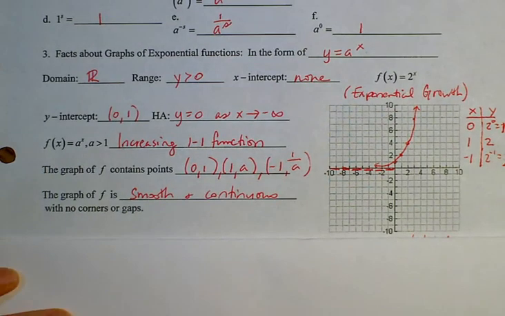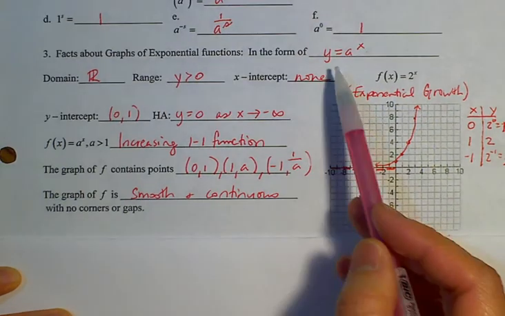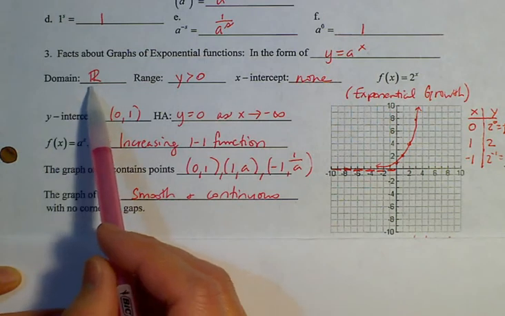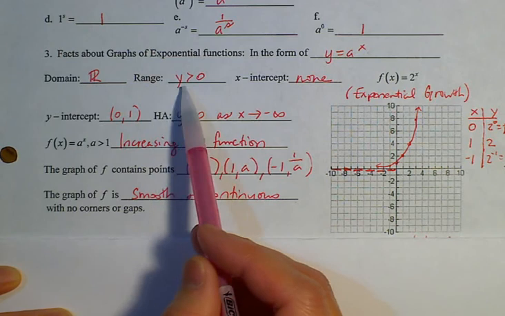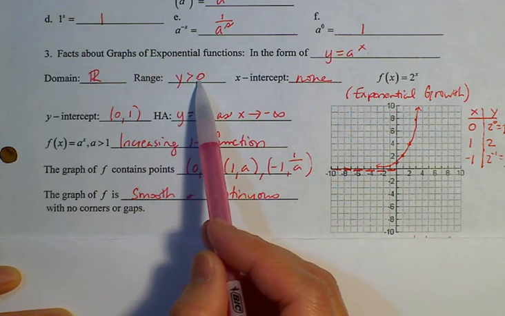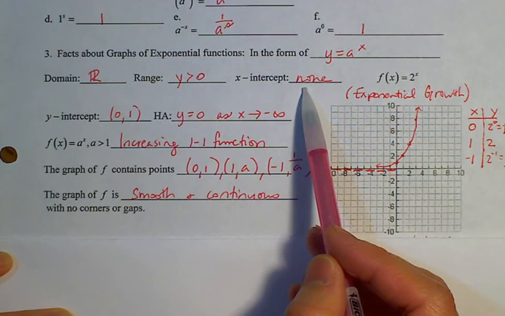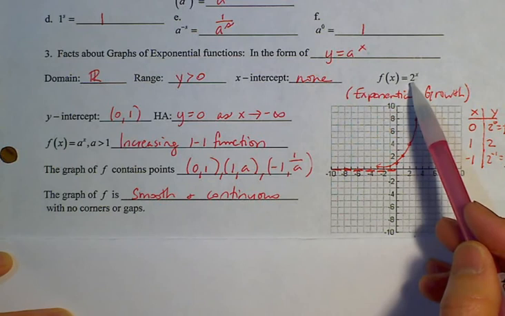Okay, let's look at some facts about graphs of exponential functions, and it's of the form y equals a to the x. The domain is all real numbers. The range is y is greater than 0, and the x-intercept is none. So I'm just going to do a graph, and we're going to assign the base of 2 for a, so it'll be f of x is equal to 2 to the x.